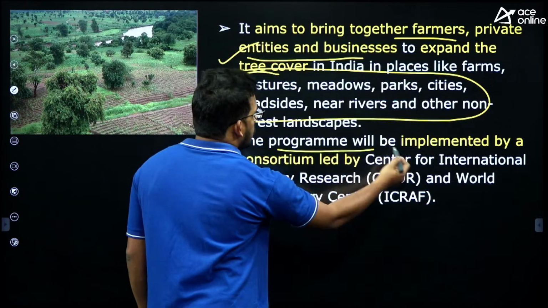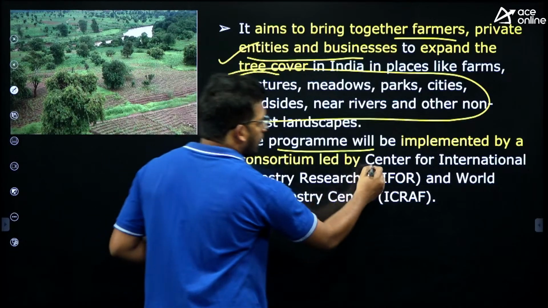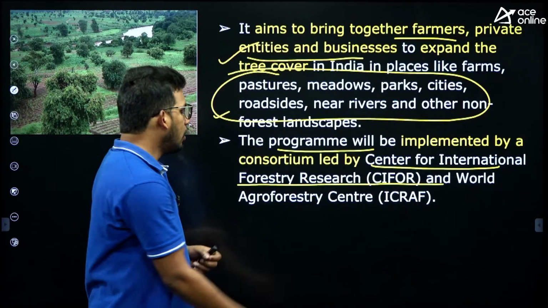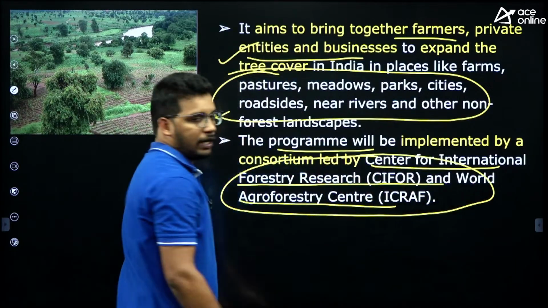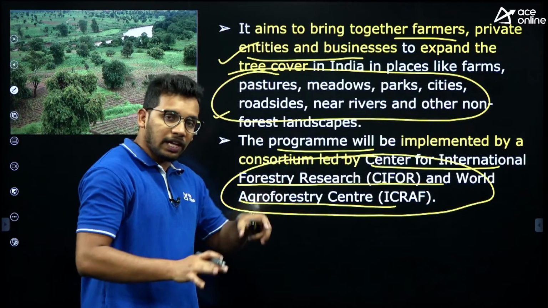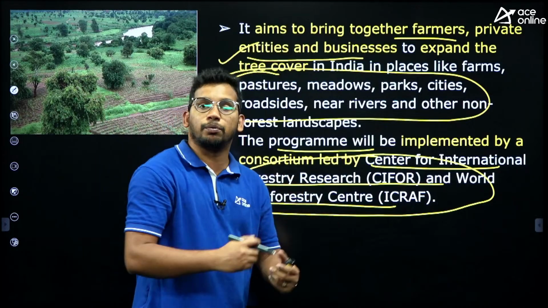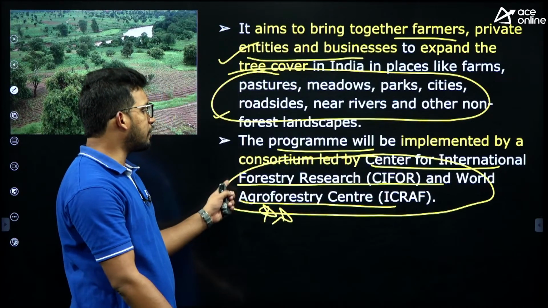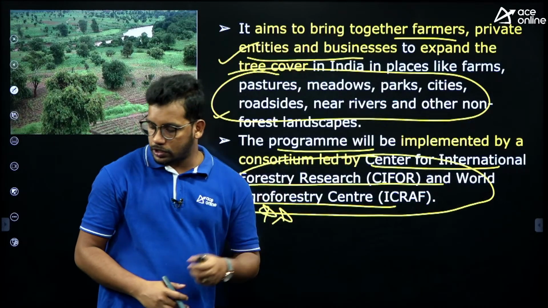The program will be implemented, and one organization should be there, right? So this is being implemented by the Center for International Forestry Research, CIFOR, and the World Agroforestry Center. So these two organizations are collaborating. That means the countries collaborated, fine, they just give the funding and all. But in the end, it should be implemented. Where should the land be taken, right? What type of tree cover should be grown in that particular land? All these things are implemented through these two organizations, the Center for International Forestry Research and the World Agroforestry Center, right? So this is about the initiative.